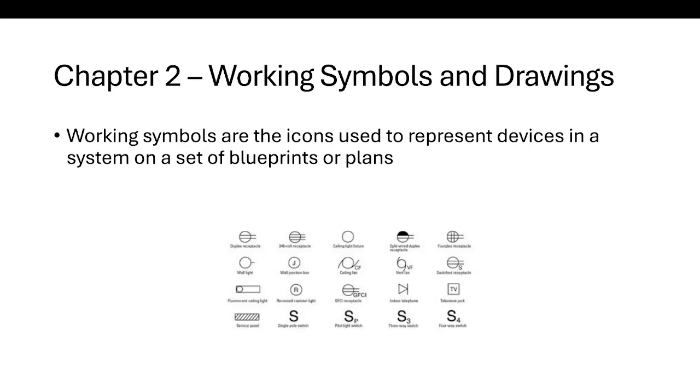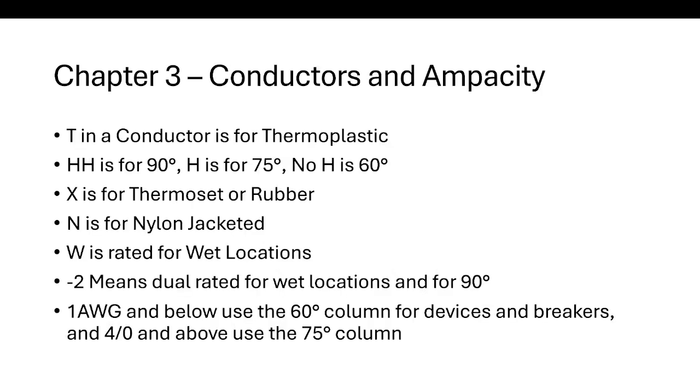Okay. Working symbols and drawings. We should know this by now. We did these in Residential Blueprint. It's pretty simple. You have duplex, 240 volt, lights, split wires, wall lights, single pole, three-way, four-way, pilot light, GFCI, AFCI, etc. You guys get the point. Hopefully, this should be pretty easy.